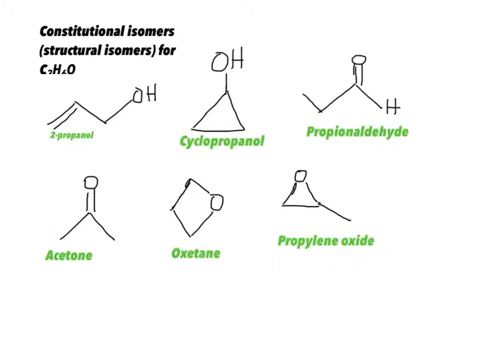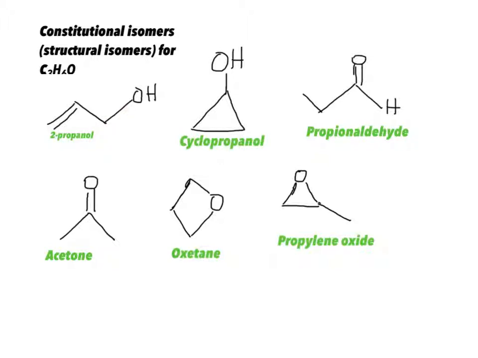Constitutional isomers or structural isomers for C3H6O. Constitutional isomers have the exact same molecular formula, however, they are attached in different ways. As you will notice, I have 6 examples. First is 2-propanol. You will note that there are 3 carbons, 1, 2, 3, as well as the oxygen and the 6 hydrogens.